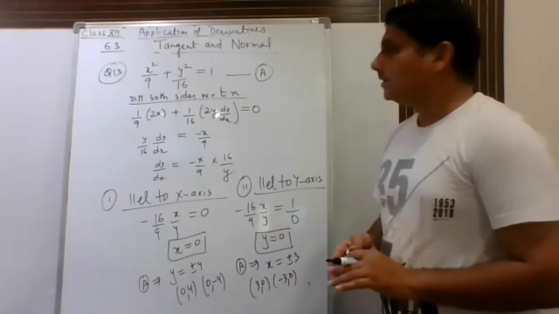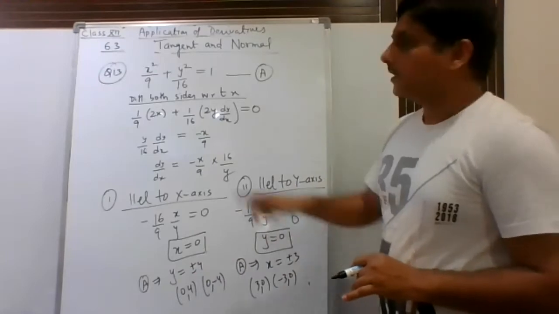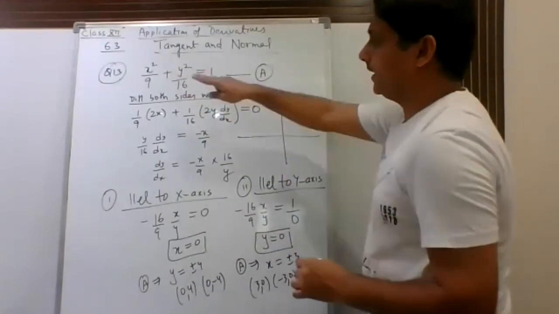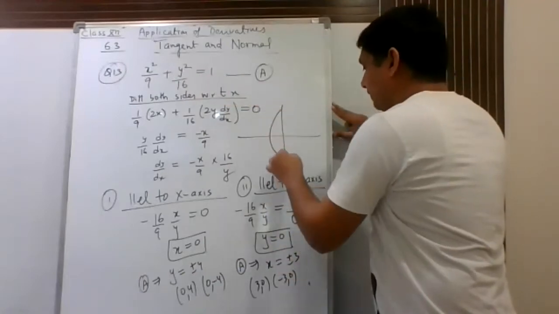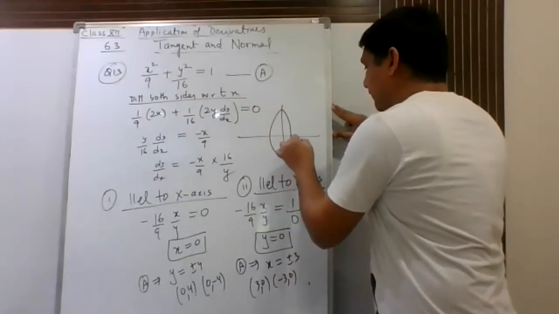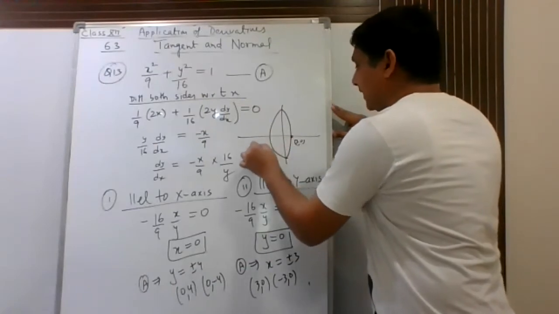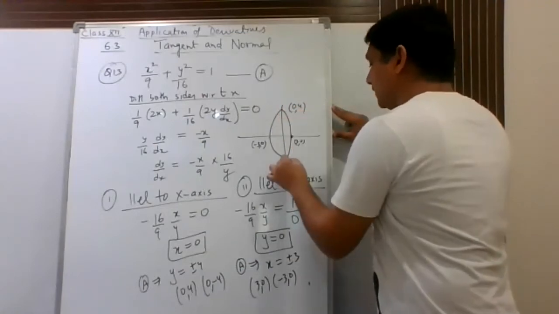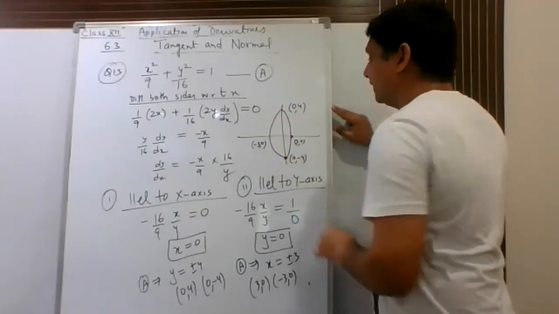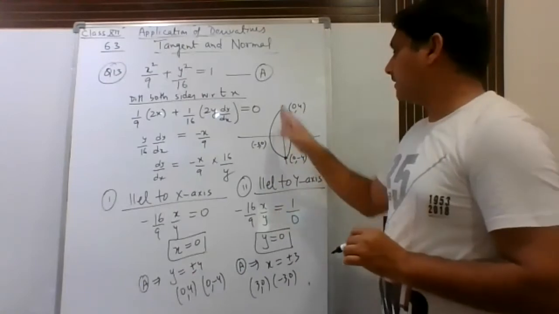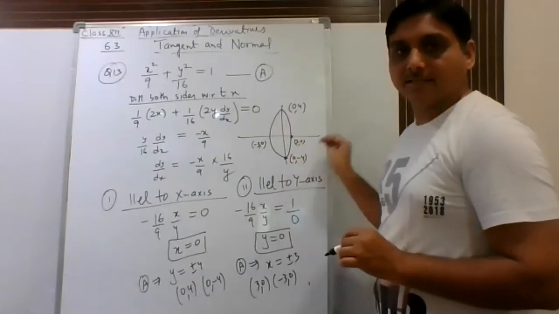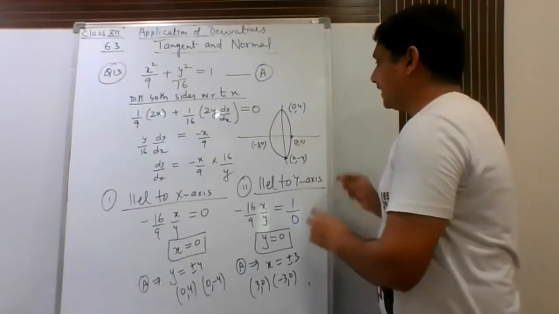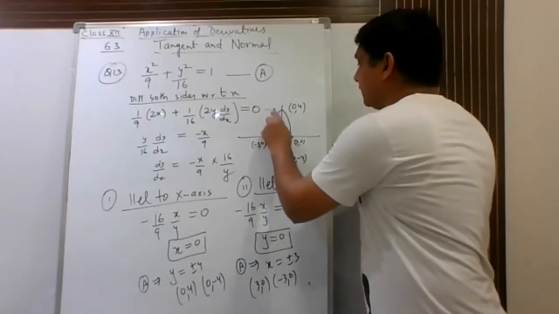Now let me tell you what exactly we are doing. We can even trace this curve. In class 11 we have done this ellipse of this form. This point is (3, 0), this point is (-3, 0), this point is (0, 4), and this point is (0, -4). In class 11 we had done that this is known as the major axis and this is the minor axis.